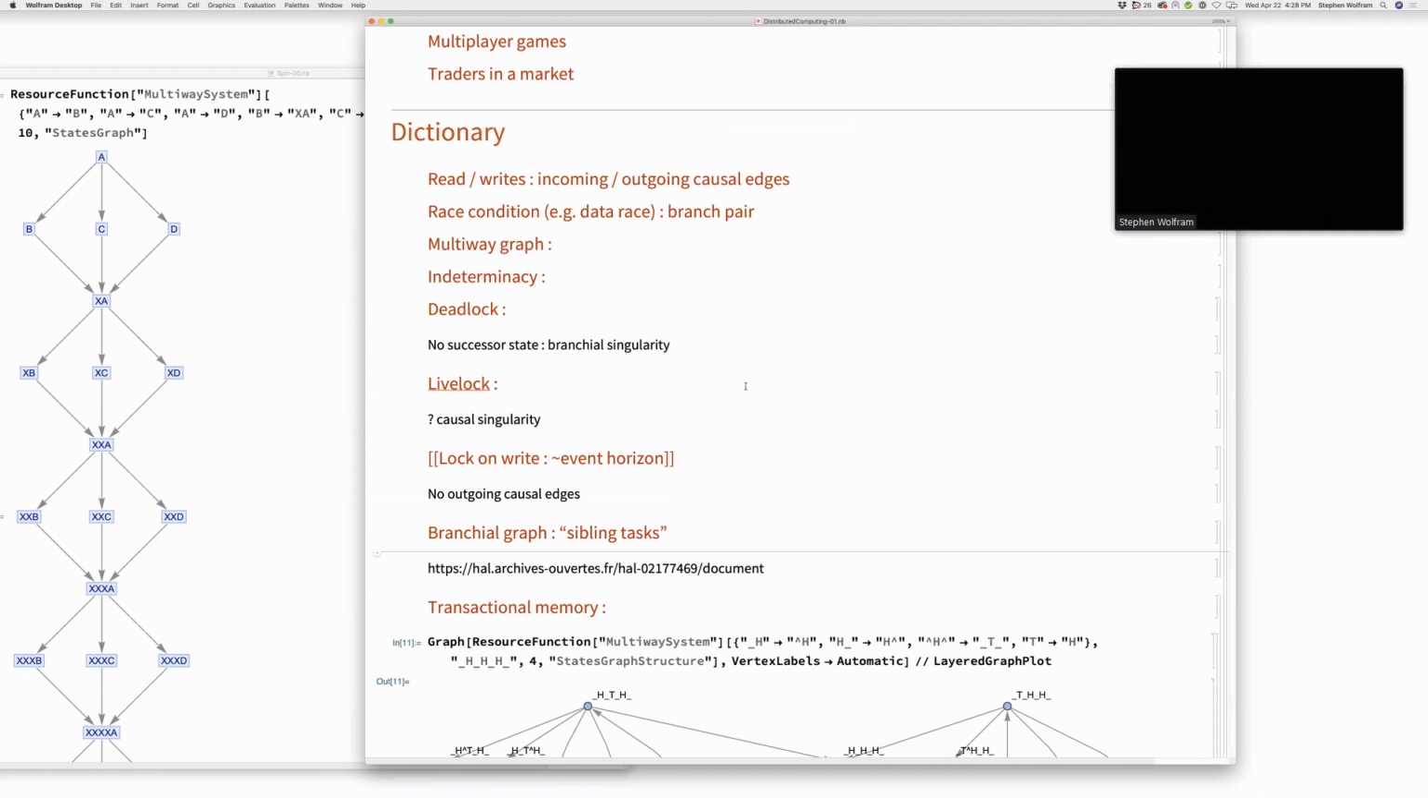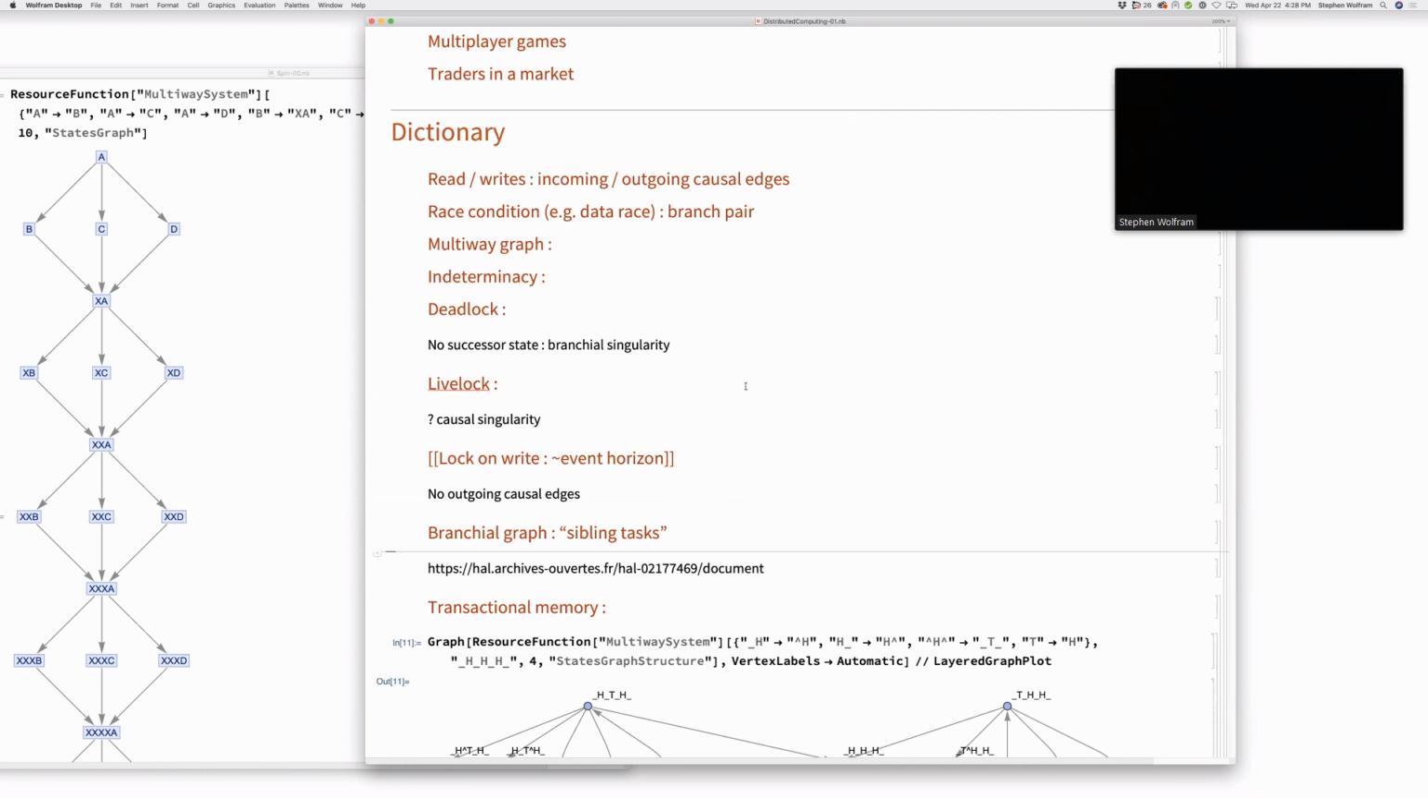Okay, I want to come back to my little question about quantum computers and the analog of what, if we're starting to understand what a branchial graph might be in distributed computing. What is the analog? How do we think about the analogy between quantum computing and distributed computing?